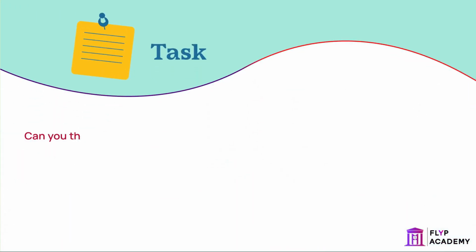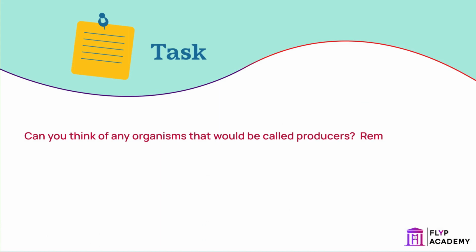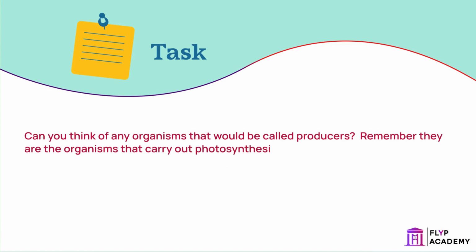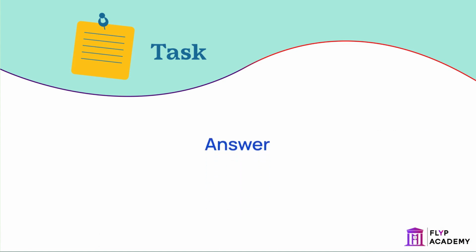Task: can you think of any organisms that would be called producers? Remember, they are organisms that carry out photosynthesis. Green plants, algae, and phytoplankton carry out photosynthesis, so they are producers.